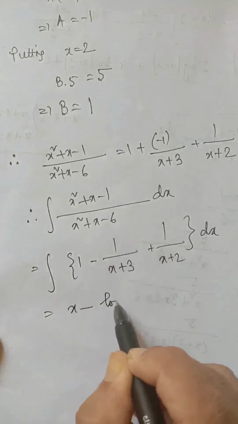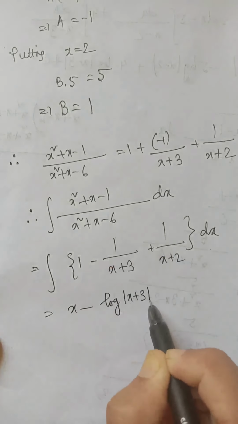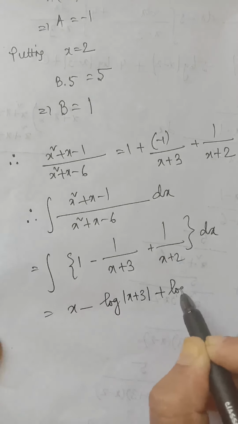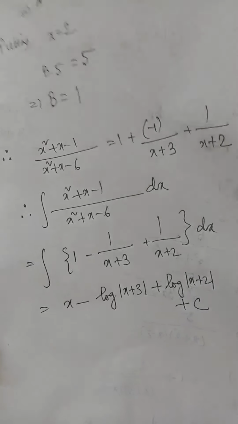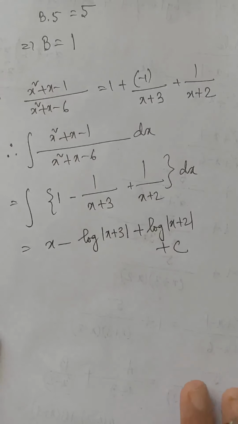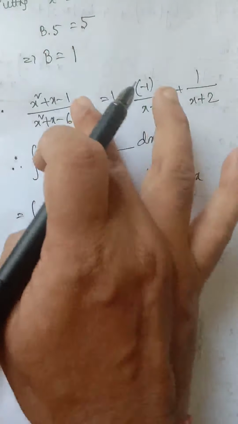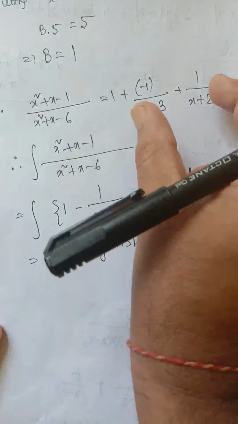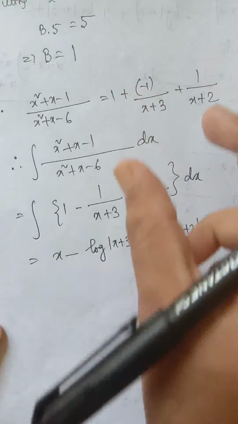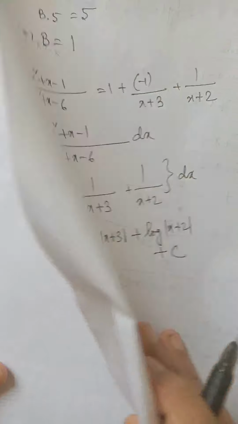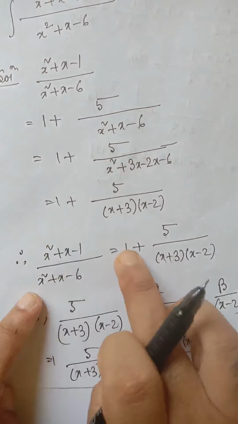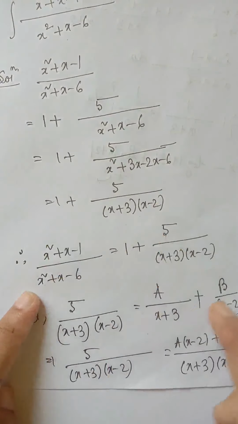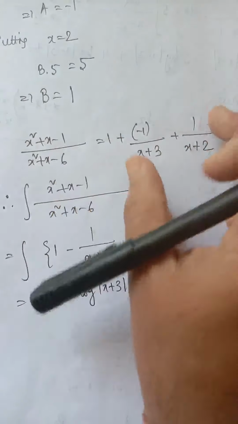Integration of 1 by x plus 3 is log of x plus 3, and integration of 1 by x plus 2 is log of x plus 2, plus c. So this is the final answer. Okay, here it was an improper rational fraction. First we have to divide, and then we resolve the proper fraction into partial fractions. First we divided the numerator by the denominator, and then we resolved this into partial fractions. And after that we integrate this part.